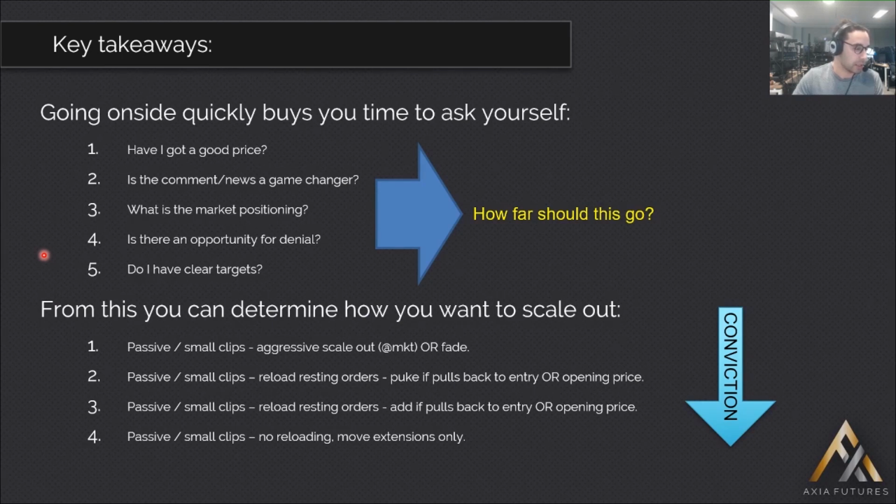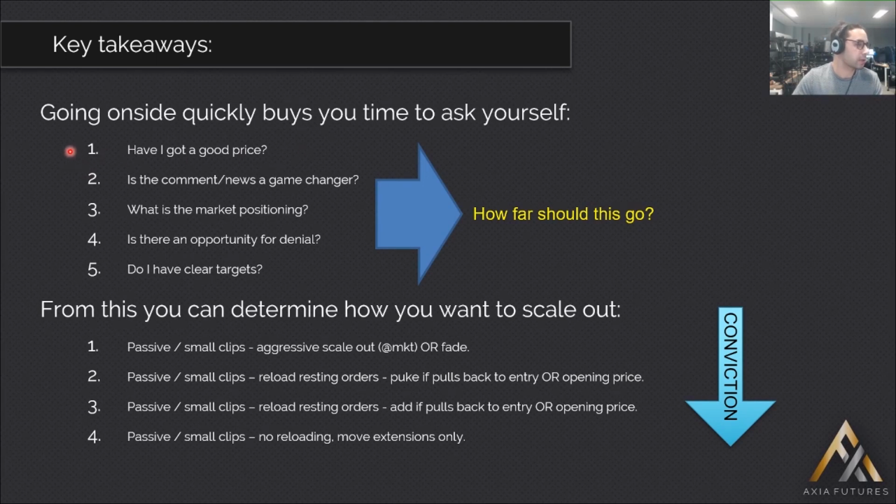A lot of the time it's just about getting the size on in the right position, but I just want to make sure that I'm not getting daunted at that point where you go on side. That's where you want to maximize the opportunity and really make as much as you can, given the size that you're deploying and the risk that you're taking. So just some of the key questions that I want to start asking myself as you go on side. So first off, have I got a good price?